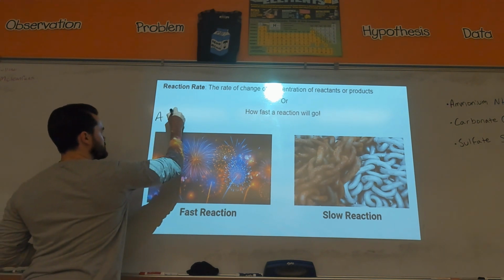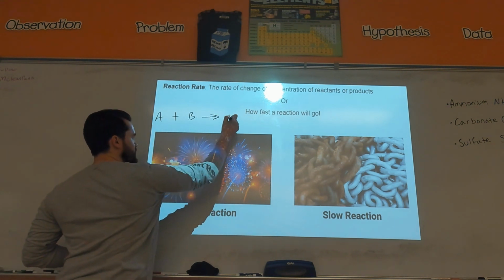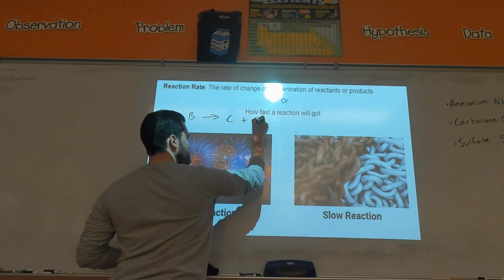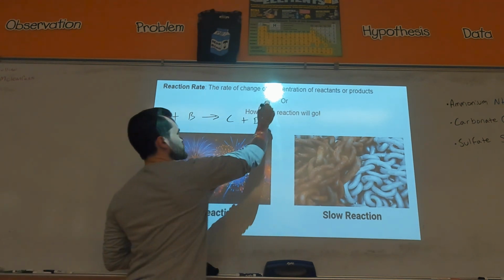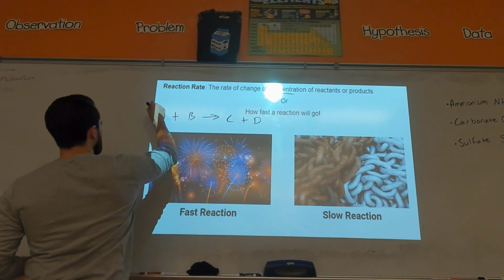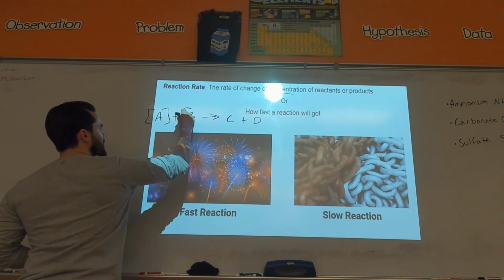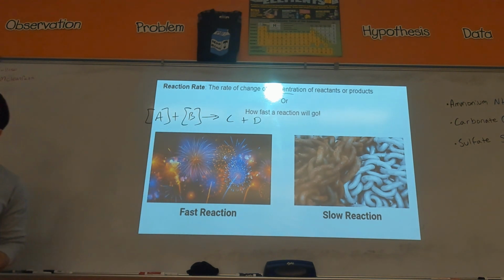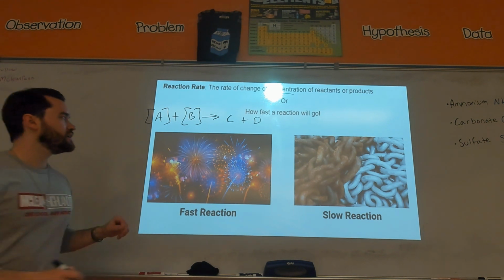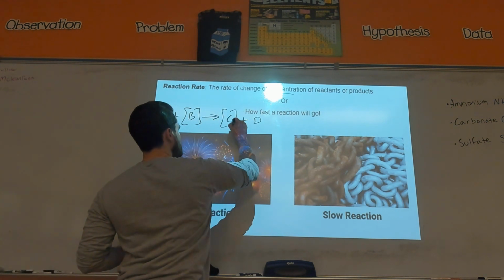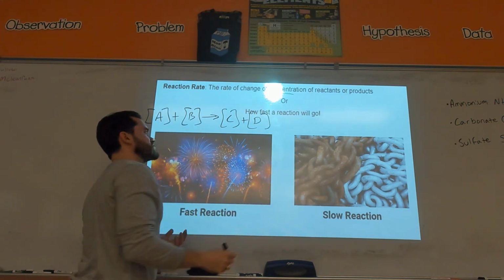You have A plus B, and that turns into C plus D. When they say concentration, they'll represent it with these brackets. Moles would be a measure of concentration, moles typically per liter. They call that molarity. That would be a measure of concentration.